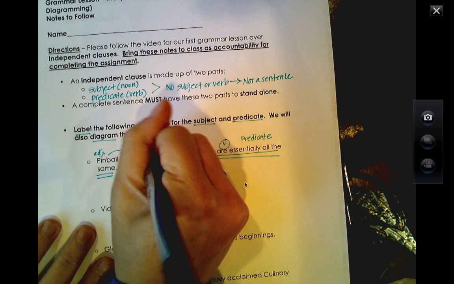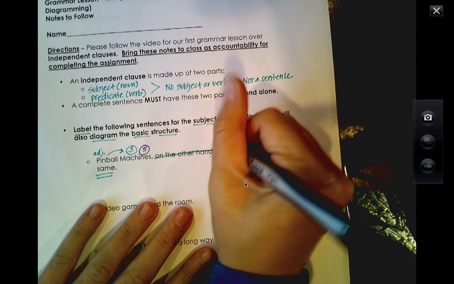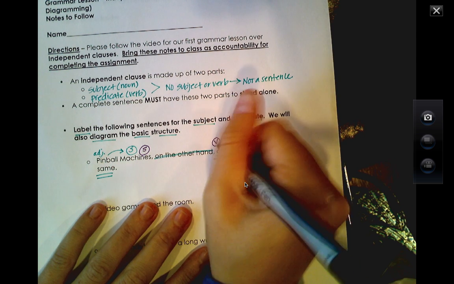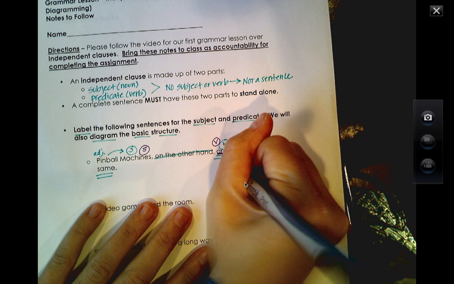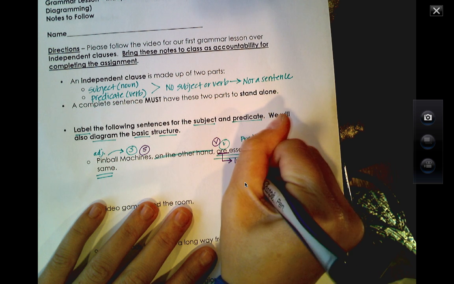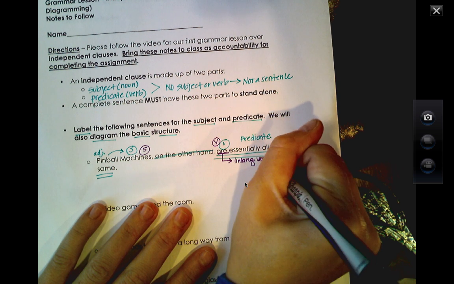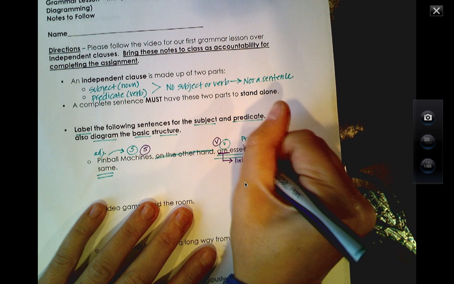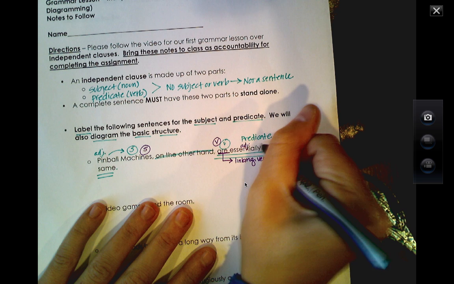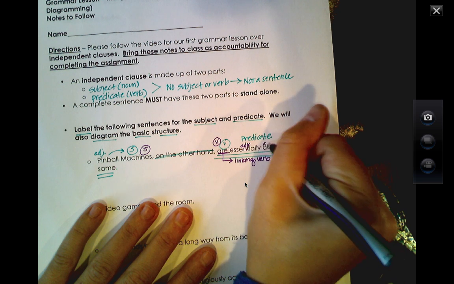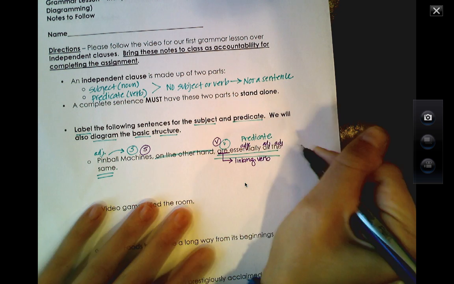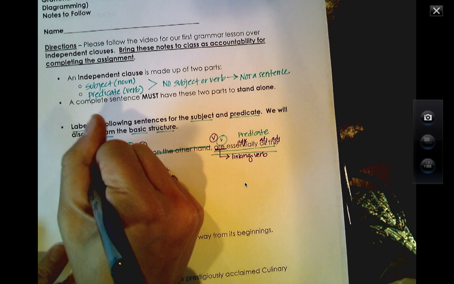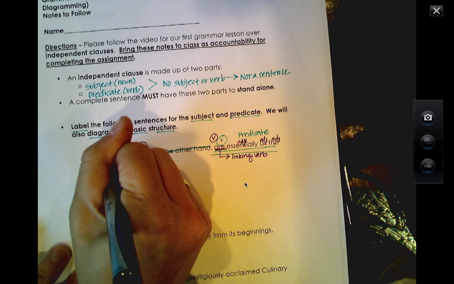I'm going to go ahead. Machines is going to be our subject. Our verb is "are." I think you probably remember that "are" is a linking verb, which is really important because "essentially all the same" are adverb, adjective, adjective. "Same" is also an adjective, but it's describing the pinball machines, so it's going to be a predicate adjective.